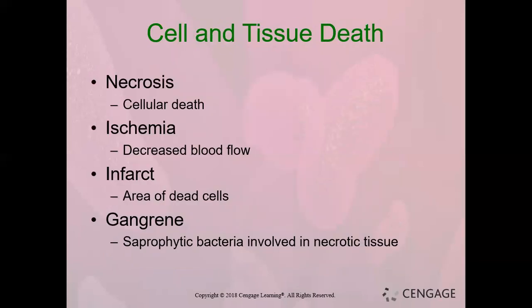All right, so cell and tissue death. Necrosis is just cellular death. I do think I have a picture in here at some point of necrosis, but that's when you get that black, your skin's going to look black. There's something that's dying. Ischemia is decreased blood flow. With this, if you don't restore blood flow, it's going to eventually be necrotic tissue. An infarct is just an area of dead cells.